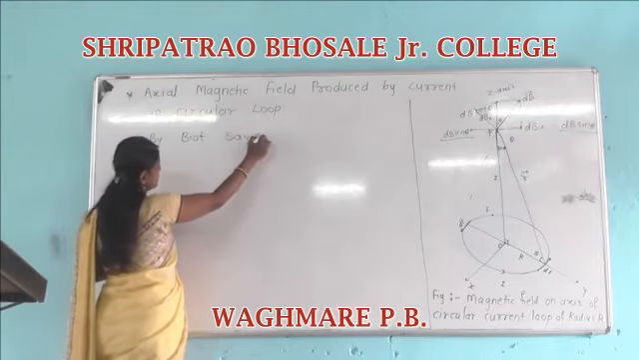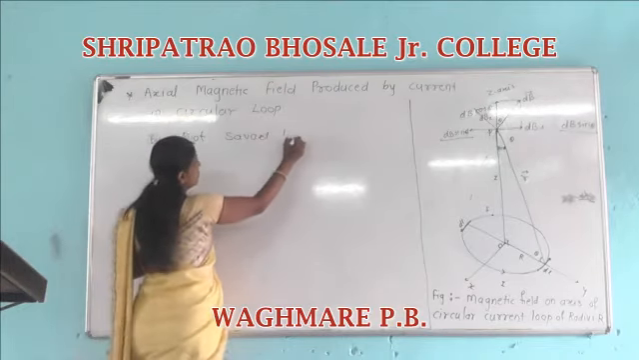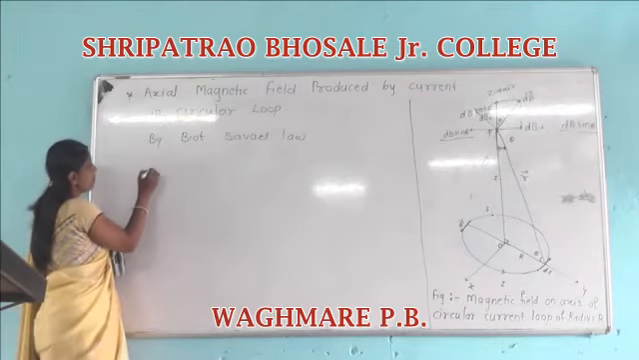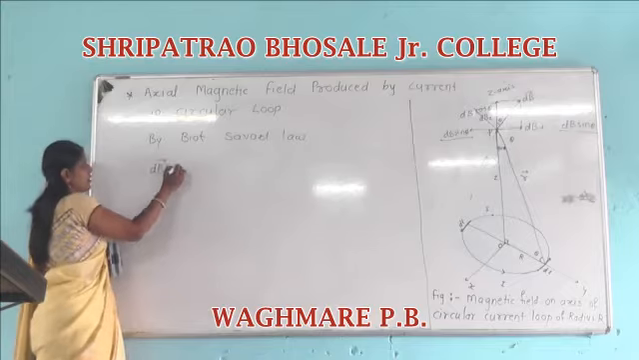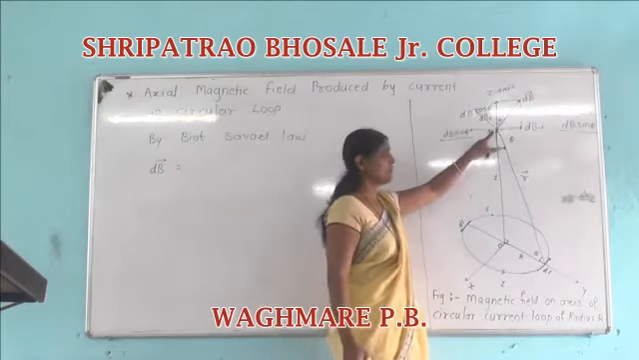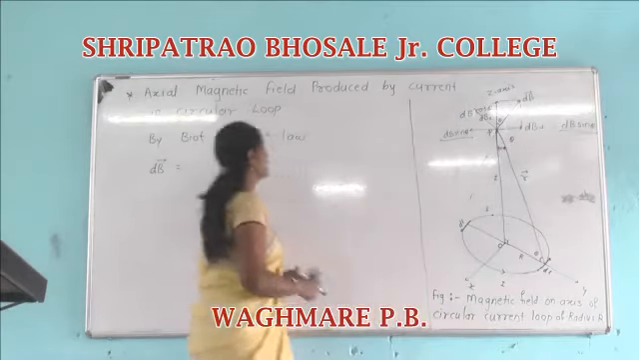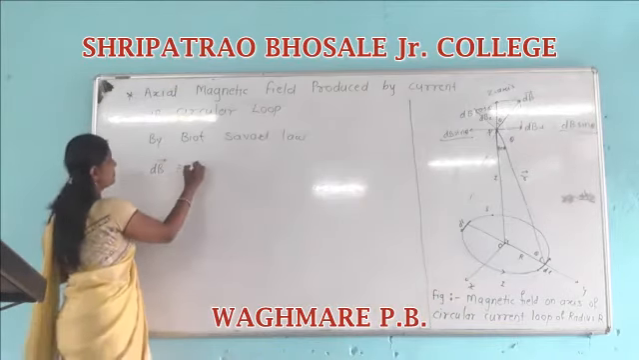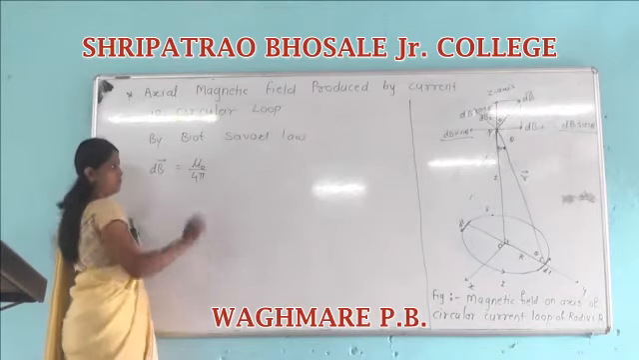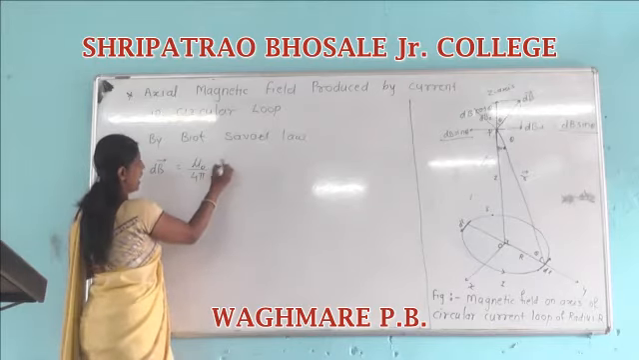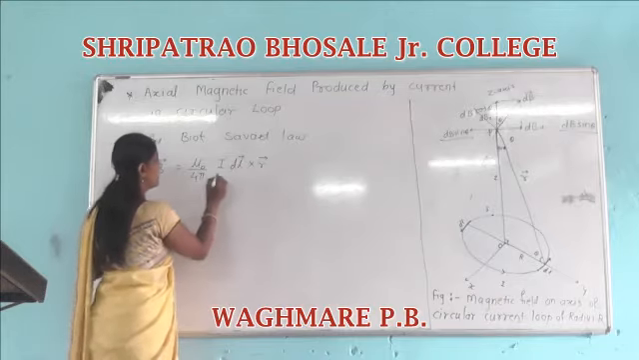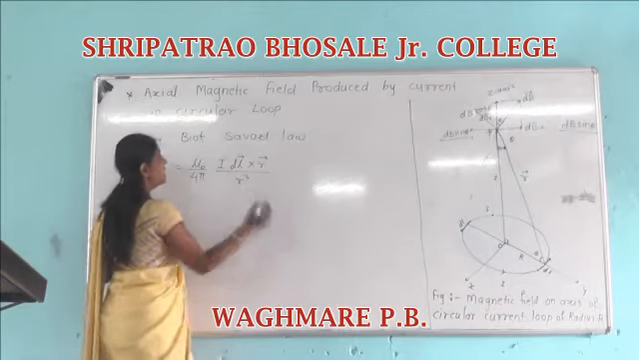Now, first we will use the Biot-Savart law. What does the Biot-Savart law say? The magnetic field produced at point P from a small element dl is given by vector dB equal to mu naught upon 4 pi, I dl cross r upon r cube.